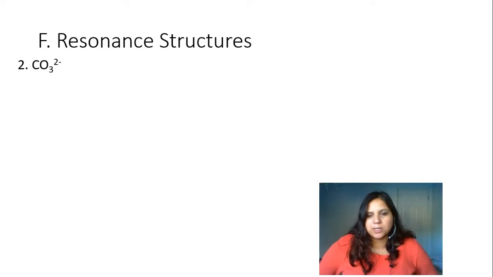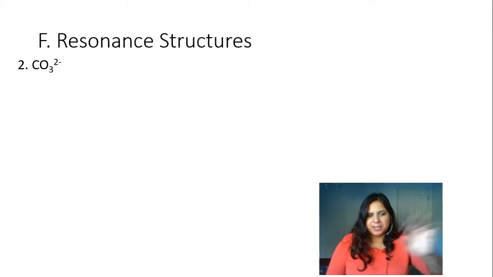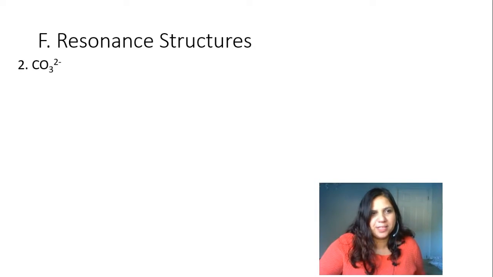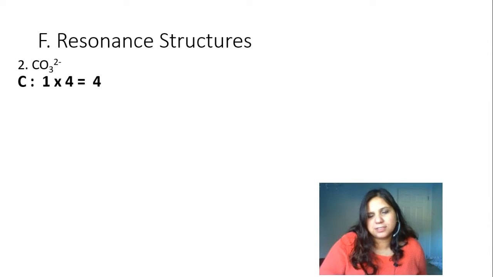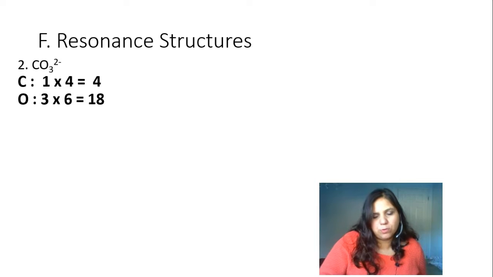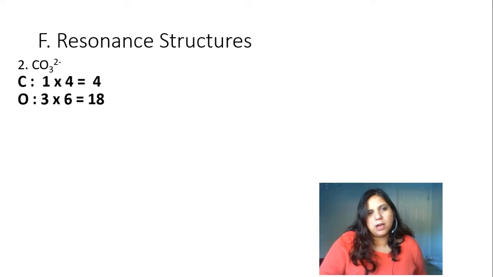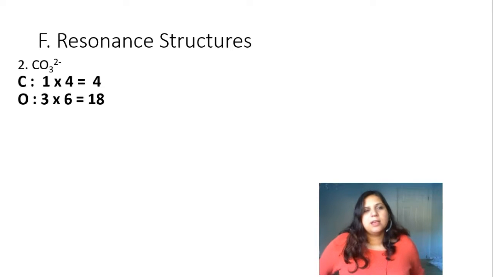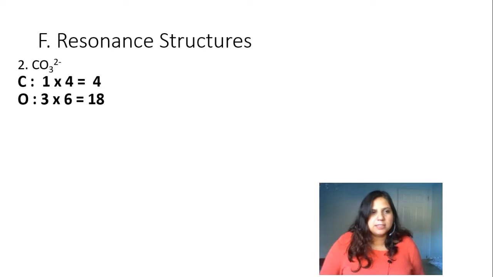Okay, let's try this one. We have a polyatomic ion. Take a second. What is that? Okay, hopefully you said that that is carbonate. All right. So let's figure out the number of valence electrons. Carbon has 4 valence. We have 1 of them. Oxygen has 6 valence. We have 3 of them. And that adds up to 18.